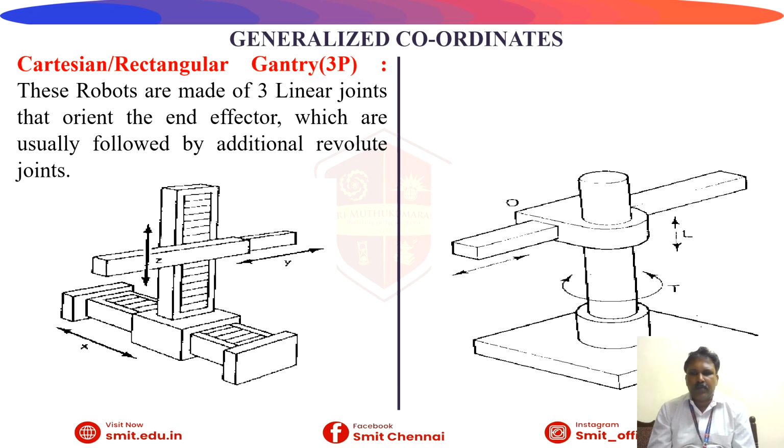In the first type, on the left-hand side, we have the rectangular gantry. Here we can see clearly in the sketch that along the x-axis we have a movement, along the y-axis also, and along the z-axis also. Finally, it forms a rectangular path. Whenever it moves, it shows the path of a rectangular box. That's why it is called a rectangular gantry. So that is one type of coordinate system we have seen.